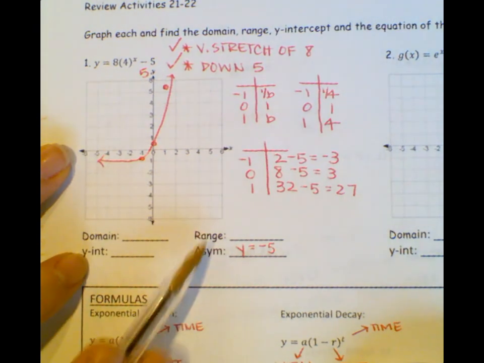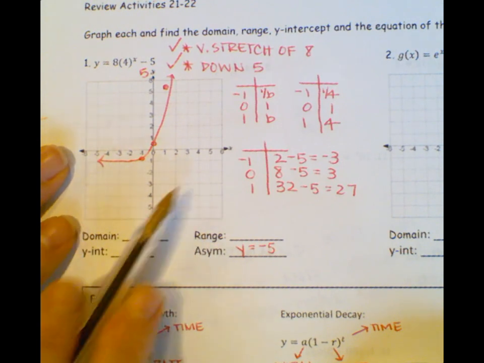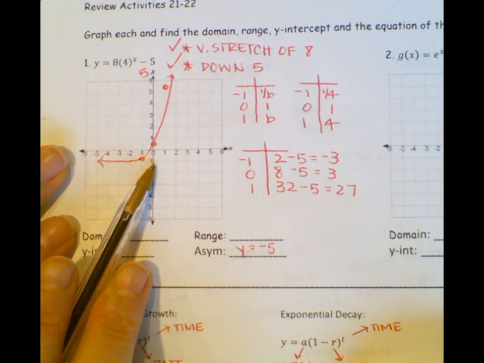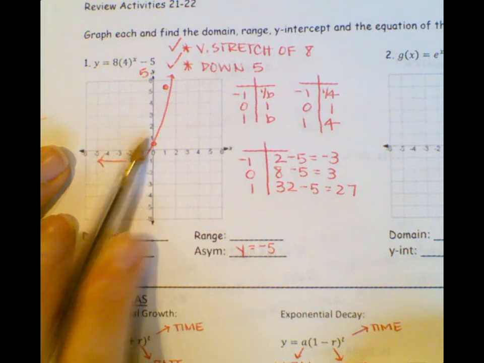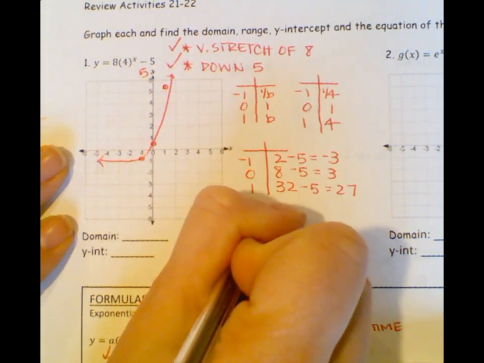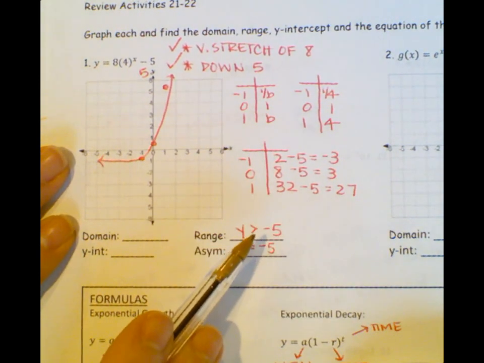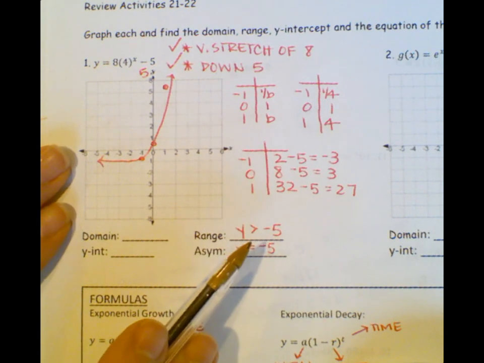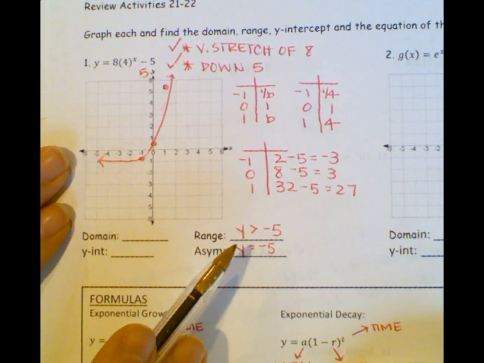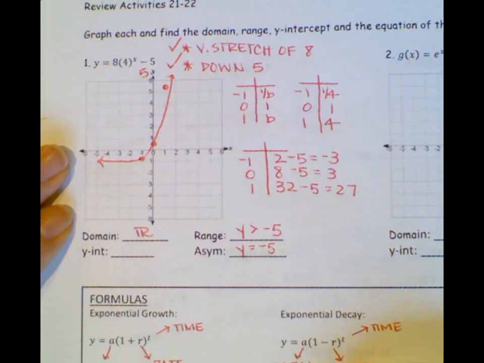And then remember, your asymptote and your range are very closely related, except your range is an inequality. So when you look at -5 right here, remember we counted by 5, so this is my -5. Now, everything is above it, so we want to say y is greater than -5. We don't put the little line under it because it's never going to touch -5. It's not greater than or equal to because it's not going to touch it.